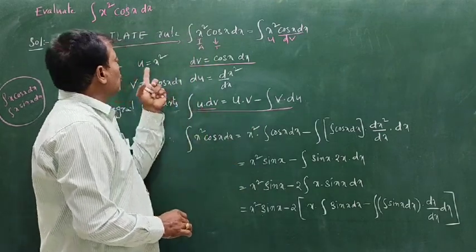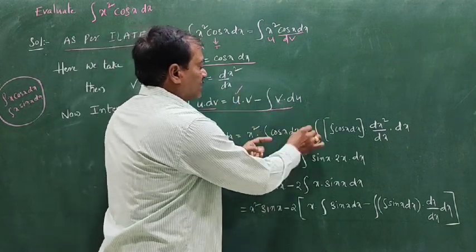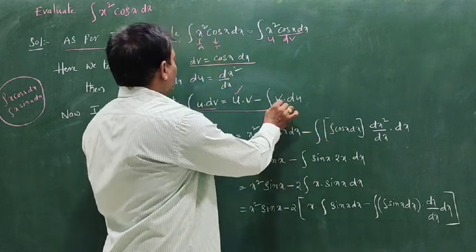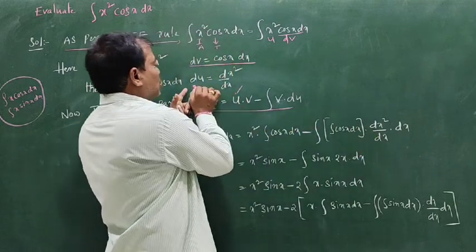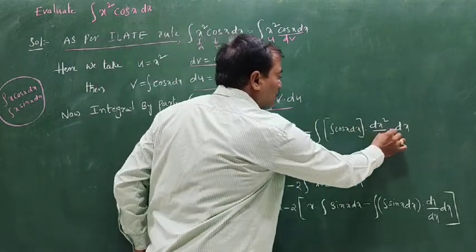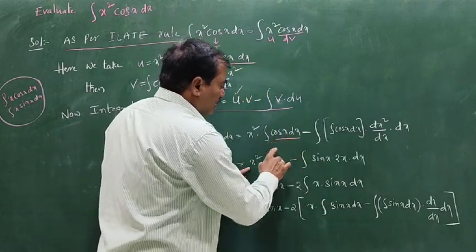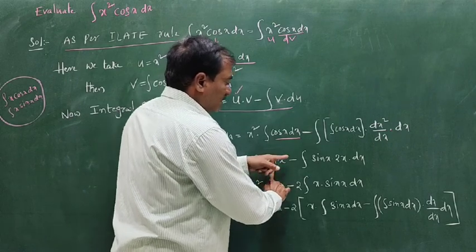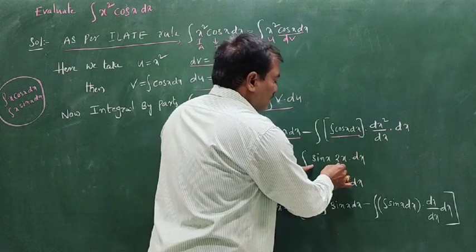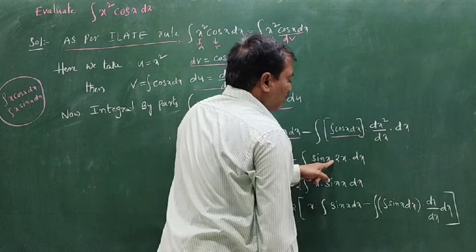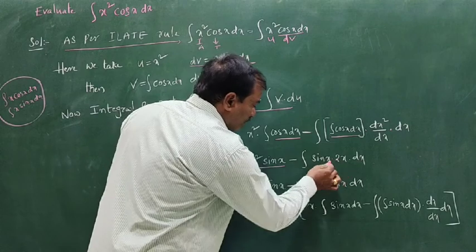What is u? u is x square. And v equals integral cos x dx, and du equals d of x square by dx times dx. Clear? The integral of cos x is sin x, so we get x square sin x minus the integral of sin x times the differentiation of x square, which is 2x dx. So x square sin x we write here, and we take 2 common.